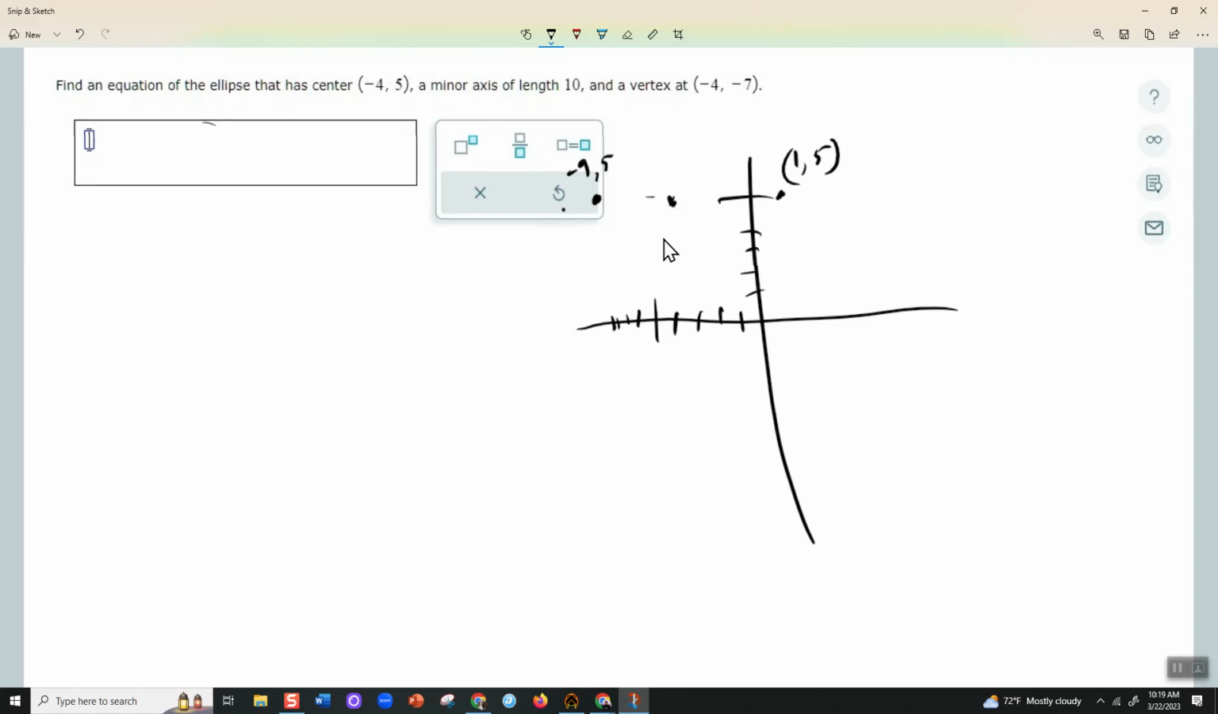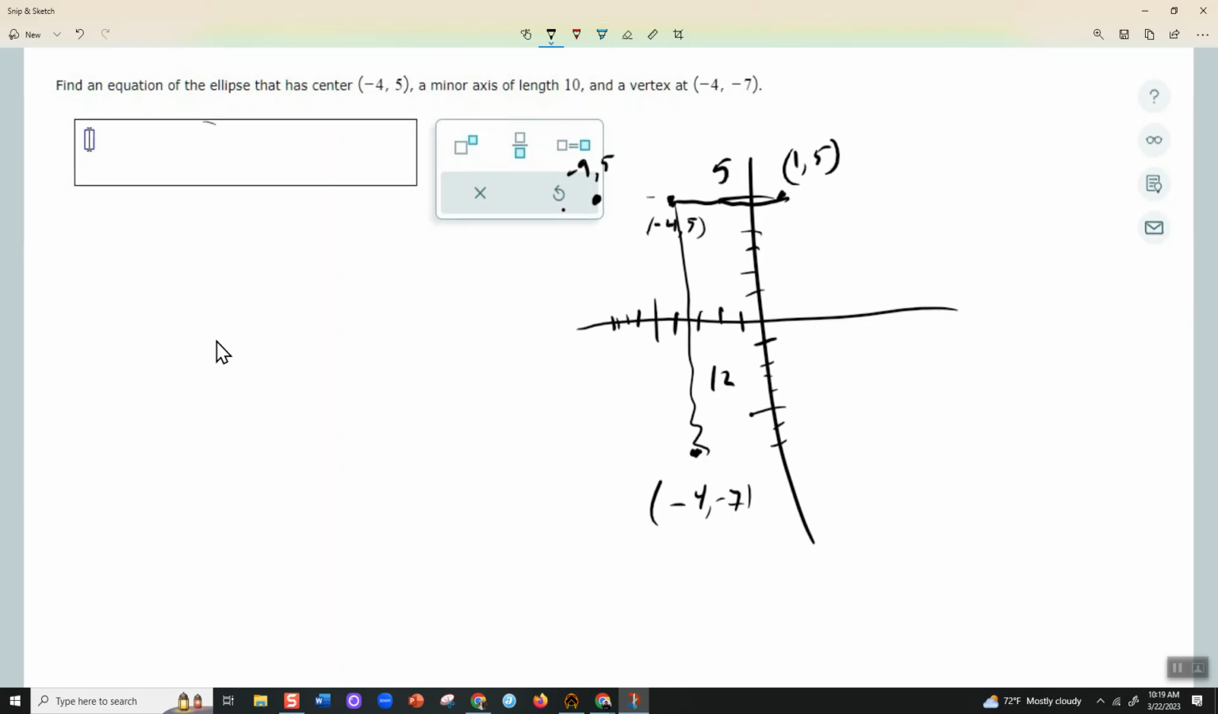The major axis is where the vertices are and the focus. So the vertex is at negative 4, negative 7. So this is at negative 4, 5. It's my center. So to go to the major axis, I'm going negative 4, negative 7. 1, 2, 3, 4, 5, 6, 7. Negative 4, negative 7. How far away is that from my center? Well, going from 5 to negative 7 is a distance of 12. So this right here is 12, and this right here is 5.